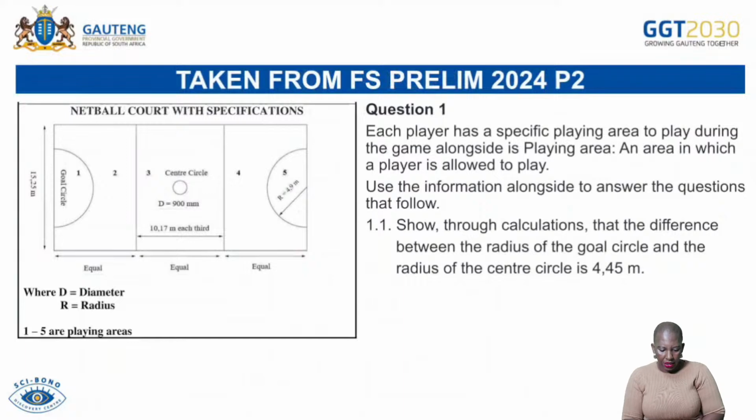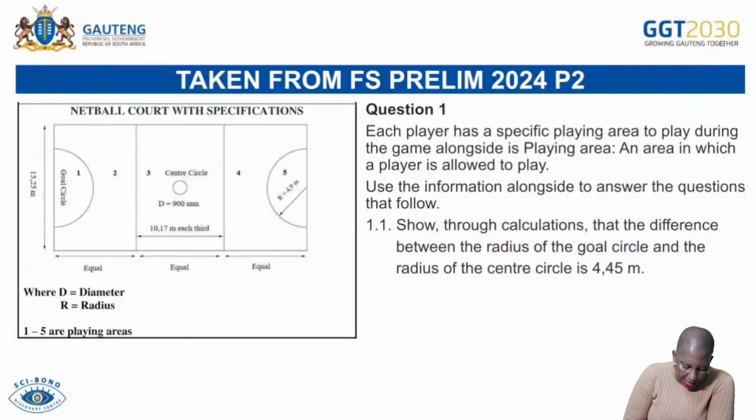Now let's quickly check the exam type question now. What does the examiner say? How do the examiners ask questions when it comes to the perimeter and area? The first part, it was just the basics. Now we are doing the calculations. Now with the calculations, it says each player has a specific playing area to play during the game.